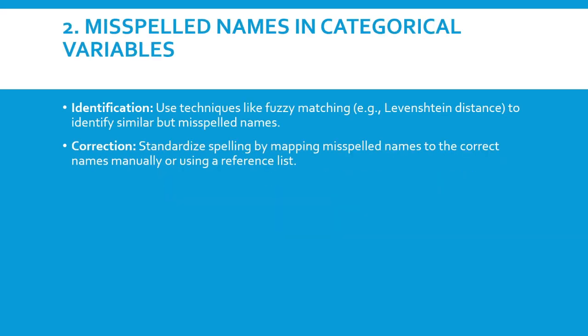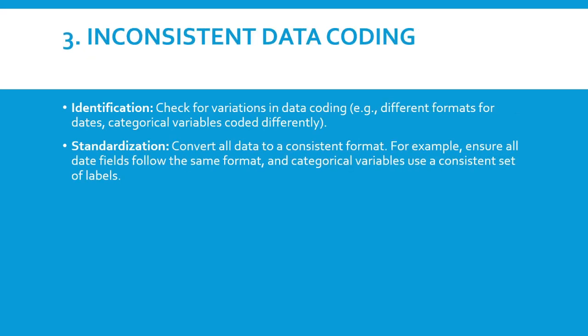Then the second messiness is misspelled names in the categorical variable. We can apply some fuzzy matching mechanism to identify similar but misspelled names. Once we identify that, we have to standardize spelling by mapping the misspelled name into the correct name manually. That is the correction procedure.